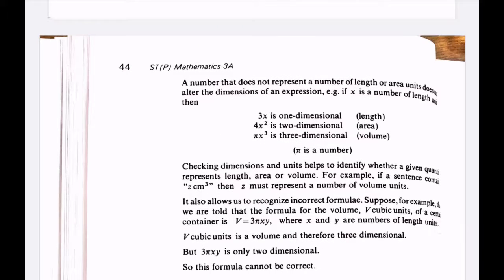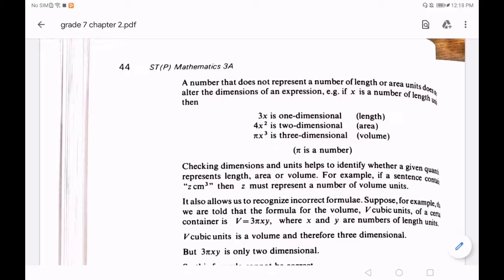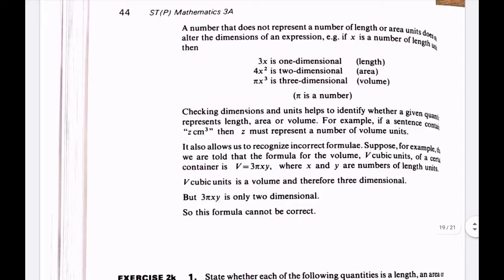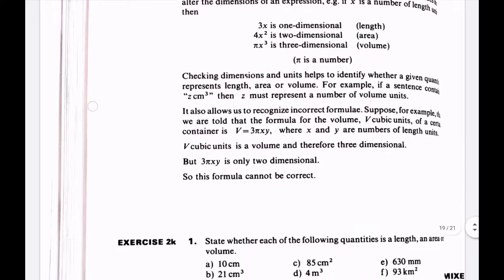A number that does not represent the number of length or area units does not alter the dimension of an expression. If x is a number of length units, then 3x is one-dimensional length. 4x square is the two-dimensional area. Pi x cube is three-dimensional, so it will be volume. So keep in your mind: length one-dimensional, area two-dimensional, volume three-dimensional. Pi is any number. Checking dimensions and units helps to identify whether the given quantity represents length, area or volume.